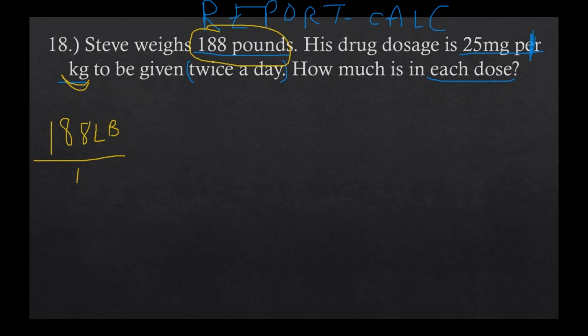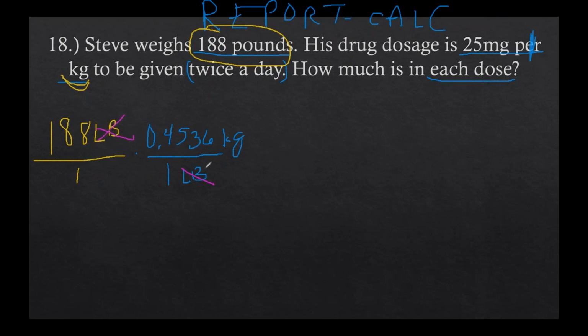So pounds to kilograms is jumping across the pond. So that's my first step. I go to my jumping across the conversion pond here, and I know that 1 pound is 0.4536 kilograms, just like it was the last time we did this, use that conversion.